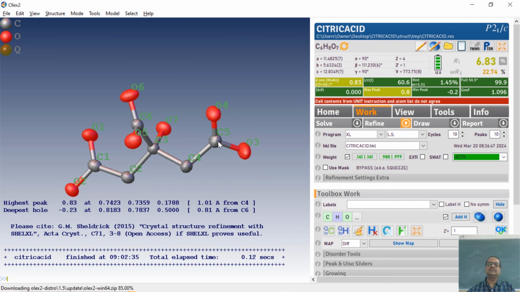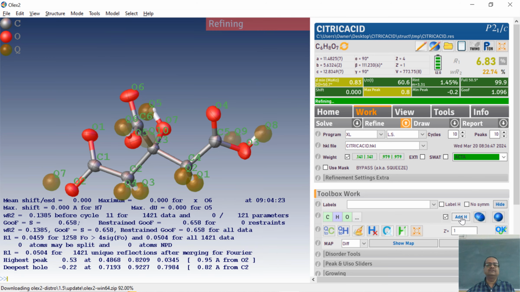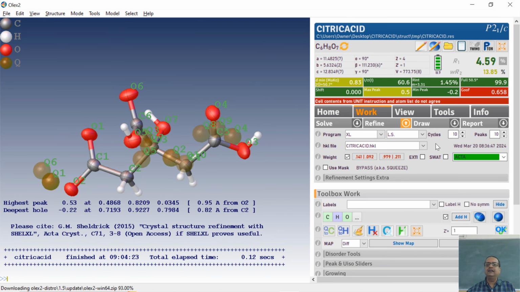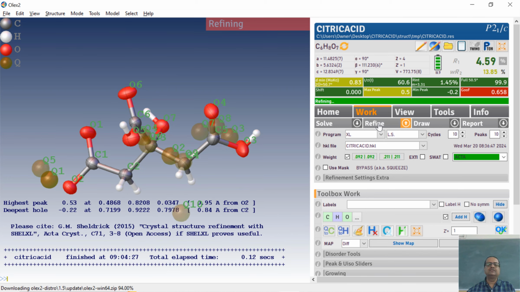This will find these carboxylic acid carbons to be sp2 carbons, and they have all the 4 required bonds. It will not fix anything. And then it will identify the oxygens, their corresponding hybridization, and fix it. So you click on add hydrogen and then do a few rounds of refinement.